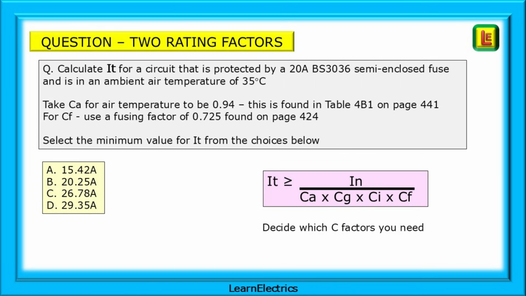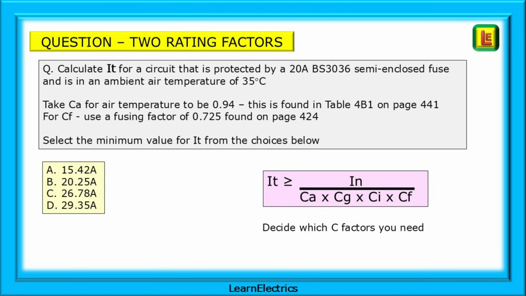This next question uses 2 rating factors. Calculate IT for a circuit that is protected by a 20 amp BS7036 semi-enclosed fuse and is in an ambient air temperature of 35 degrees Celsius. Take CA for air temperature to be 0.94, and this is found in table 4B1 on page 441, and for CF use a fusing factor of 0.725, which is found on page 424. Select the minimum value for IT from the choices below.